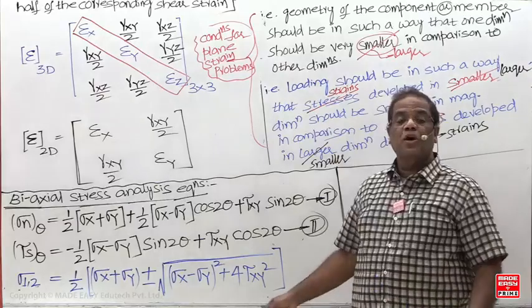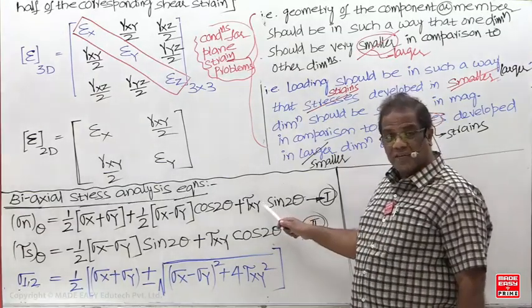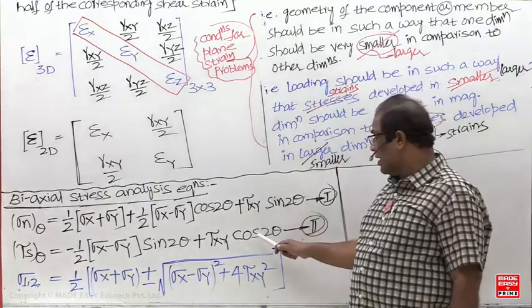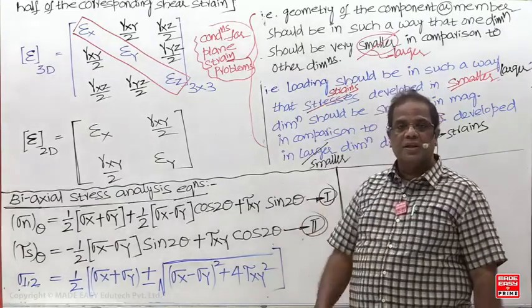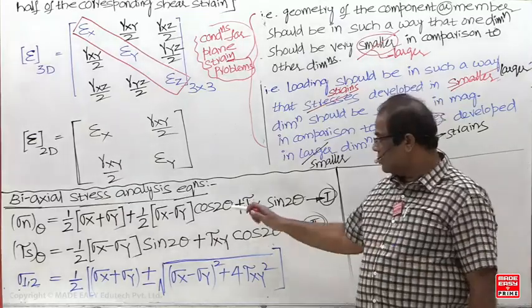But if somebody asks how you got it, what is the answer? Either differentiate the first equation and equate to 0, or equate the second equation to 0. Then you are going to get two values of theta, and that value of theta you have to substitute in this.